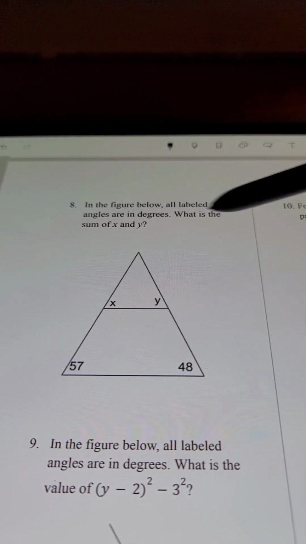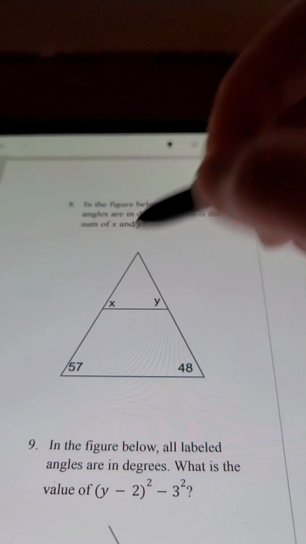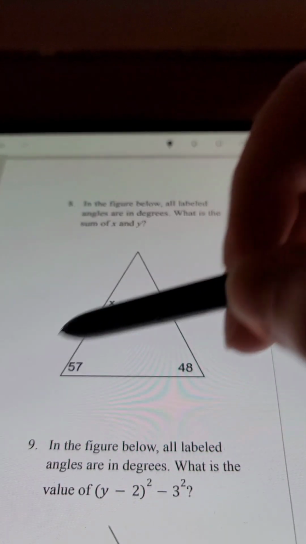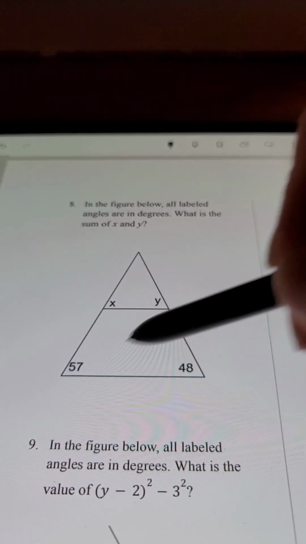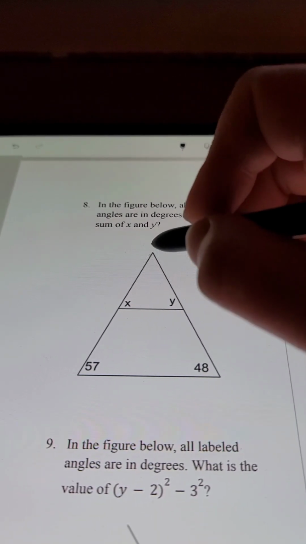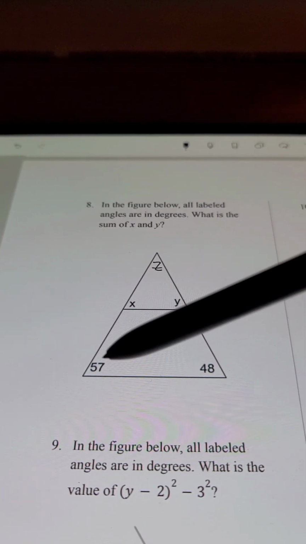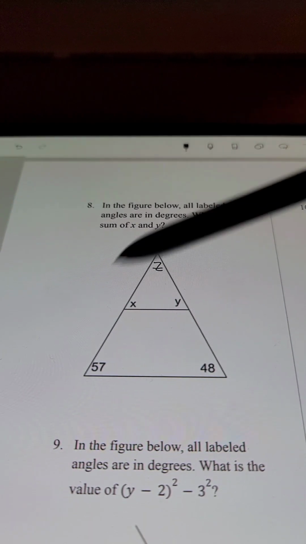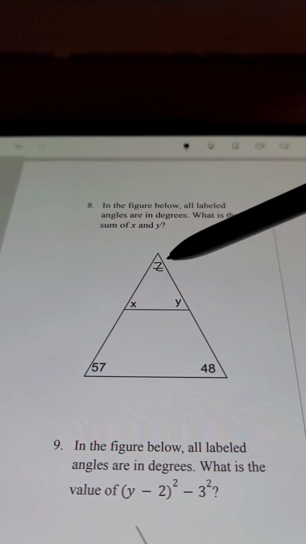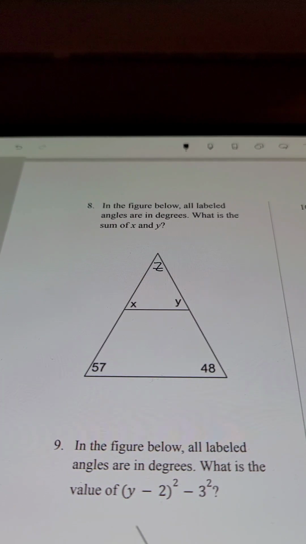Okay, pause to read number 8 if you haven't already. So we want the sum of x and y. So there's two triangles here. There's the big triangle and this little triangle. I'm going to focus on the big triangle first. So the big triangle, I'm going to call this angle Z right here because I'm already using x and y. So I know that all three angles in the big triangle have to add up to 180 degrees. So that means 57 plus 48 plus Z has to equal 180 degrees.